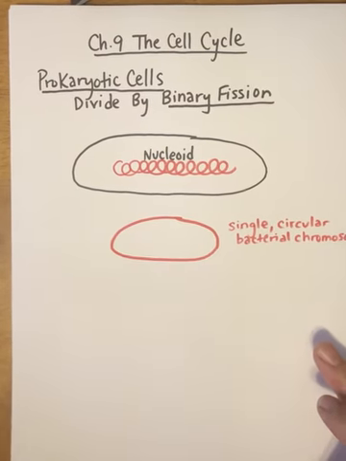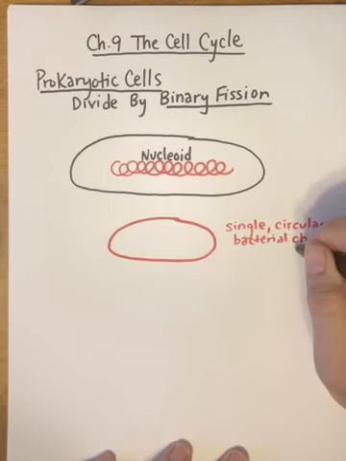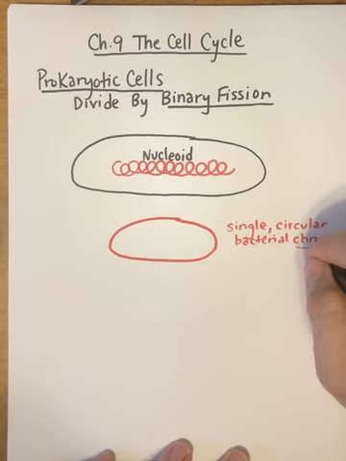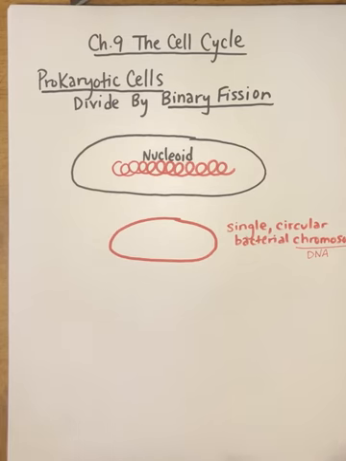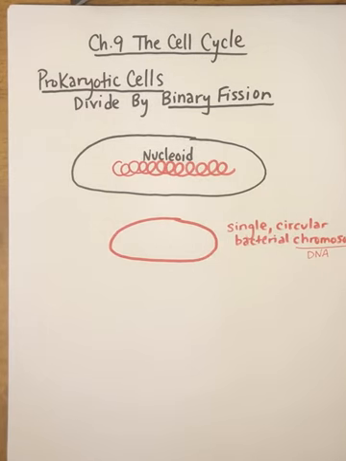Now, before a cell can divide, it has to basically replicate itself. So, when we say chromosomes, this is the area that basically contains DNA. So, to take DNA and copy it, we need to have a place to start. So, we have a region on the circular chromosome where we start to divide. This is called the origin of replication.